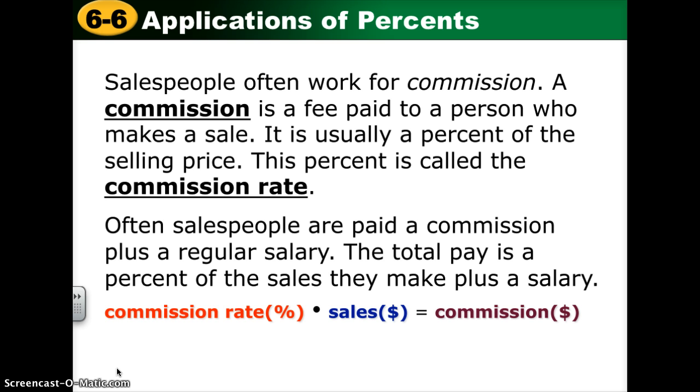As you go into getting a job, this may apply to you someday. You may work off of commission only, you may work off of a salary and commission, or you may just work on a salary. Put this equation in your notes. Commission rate, which is a percent, times the sales that you make equals the commission you make.